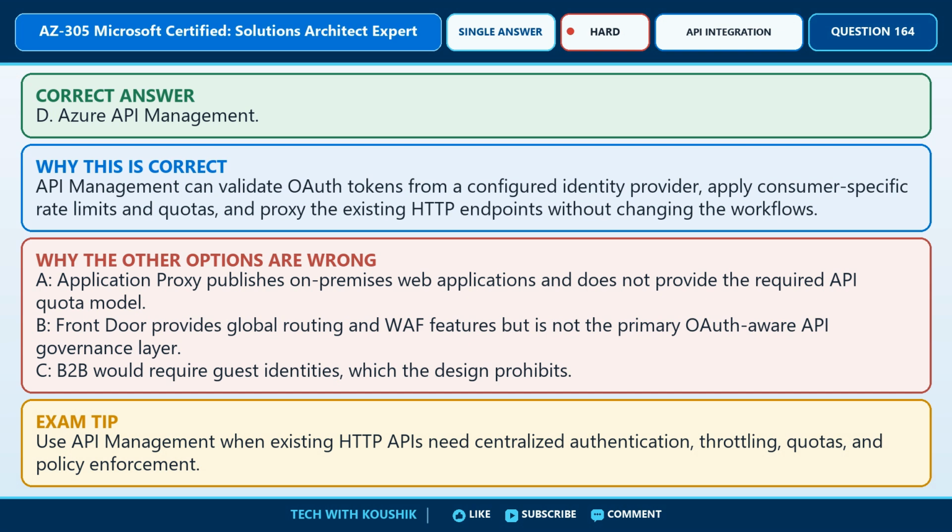The other choices do not satisfy the requirement because A, Application Proxy publishes on-premises web applications and does not provide the required API quota model. B, Front Door provides global routing and WAF features, but is not the primary OAuth-aware API governance layer. C. B2B would require guest identities, which the design prohibits. A useful examination rule is this. Use API Management when an existing HTTP API needs centralized authentication, throttling, quotas, and policy enforcement.